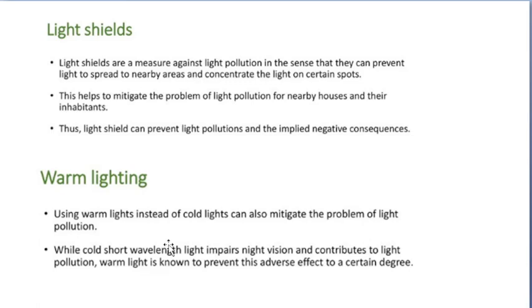Warm lighting. Using warm lights instead of cold lights can also mitigate the problem of light pollution. While cold short wavelength light impairs night vision and contributes to light pollution, warm light is known to prevent this adverse effect to a certain degree. Okay, so cold short wave light, the lights that are cold are short wave. So short wavelength light, they create harm.